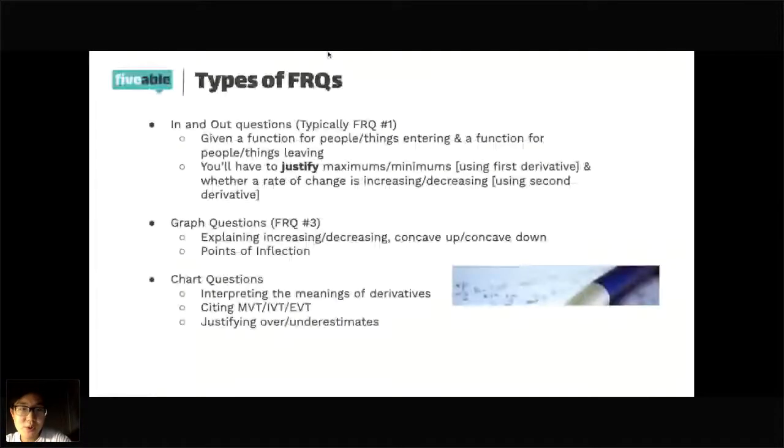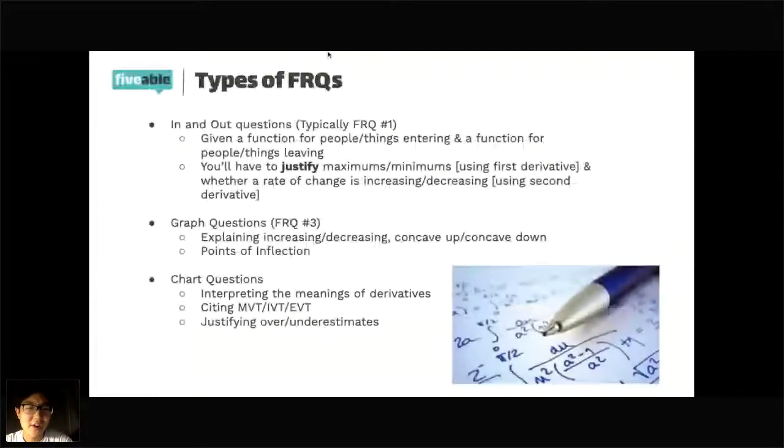Okay, so let's go through the types of FRQs. I think I did cut out the information about what College Board told us. But basically, traditionally, what's been on free response questions is stuff like in and out questions, which is typically the first FRQ. They give you a function or rate of people or things entering and people or things leaving. You usually have to justify maxes or mins. You might have to justify whether the rate of change is increasing or decreasing. In that instance, you'd be using the second derivative.